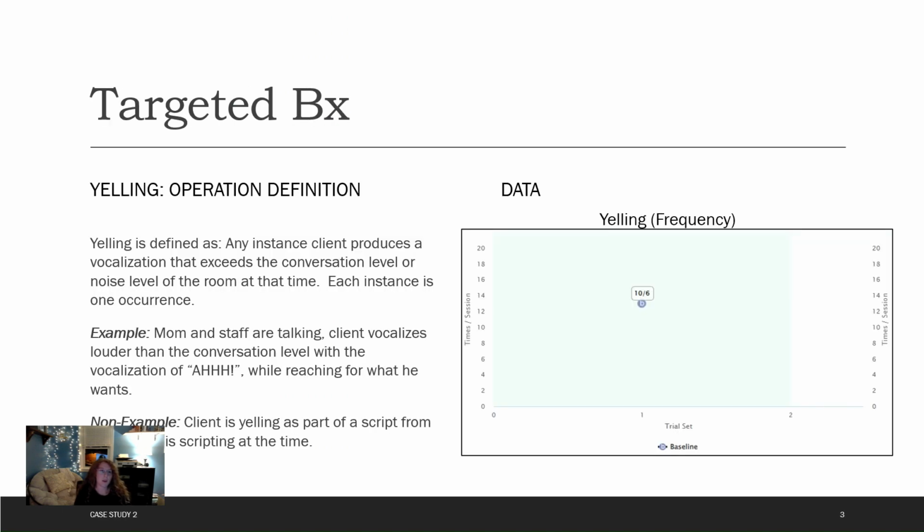For the targeted behavior, the operational definition is: yelling is defined as any instance in which the client produces a vocalization that exceeds the conversation level or noise level of the room at that time. Each instance is one occurrence. Example: mom and I are talking, and the client vocalizes louder than the conversation level with a vocalization of "ah." It's usually way louder than that, way more disruptive, and it's not a functional way of communicating what he wants or needs.